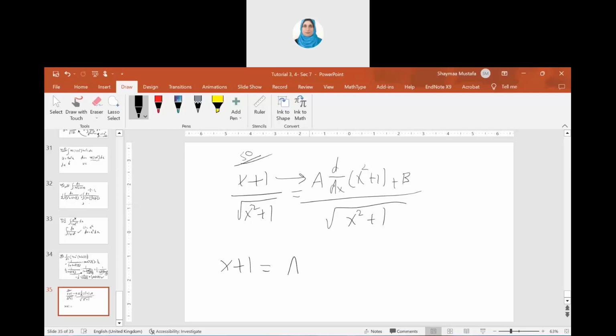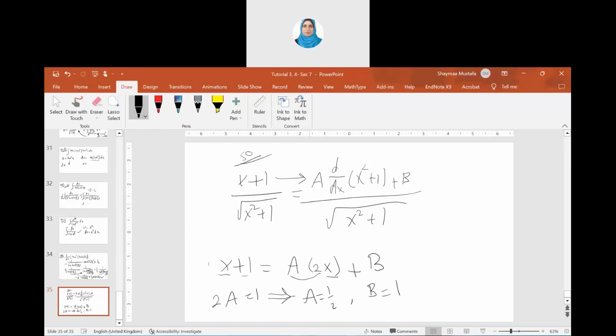x plus 1 is equal to a times the derivative of x square plus 1, which is 2x, plus b. Here I have x, so 2a is equal to 1, which means a is equal to 1 over 2. If you take x equal to 0, you have b equal to 1. And you can find a.